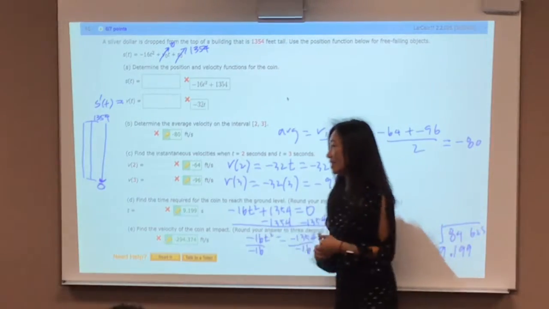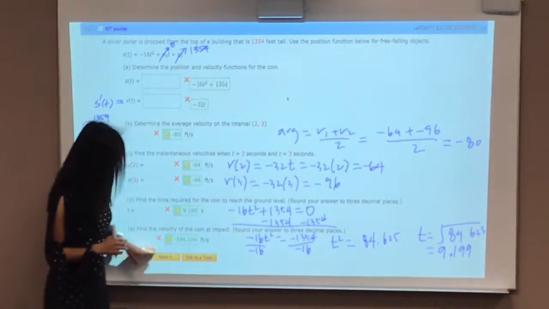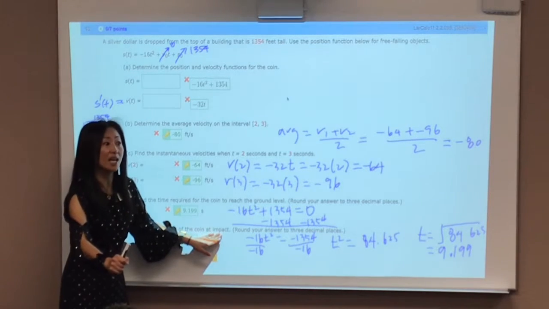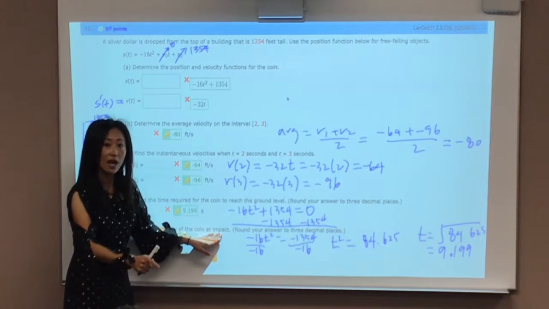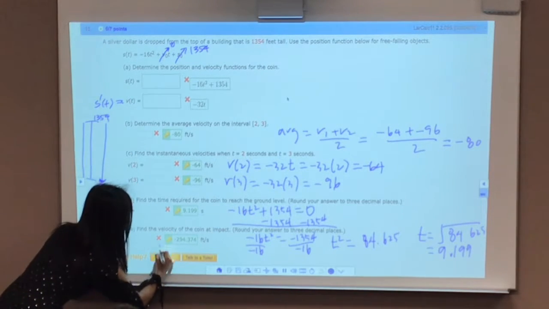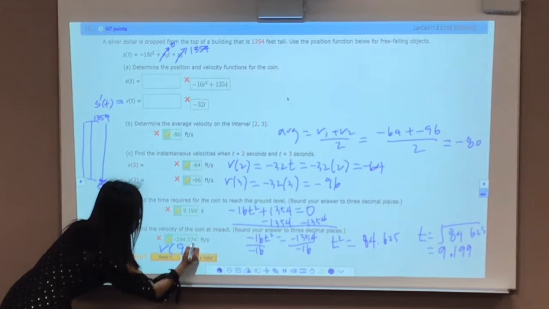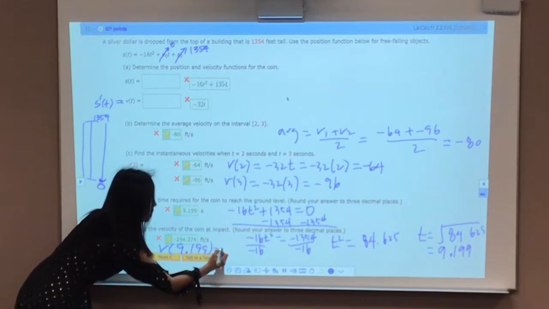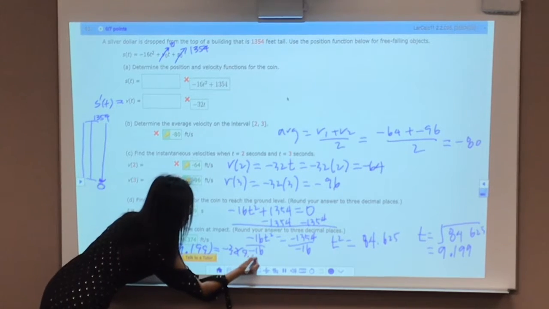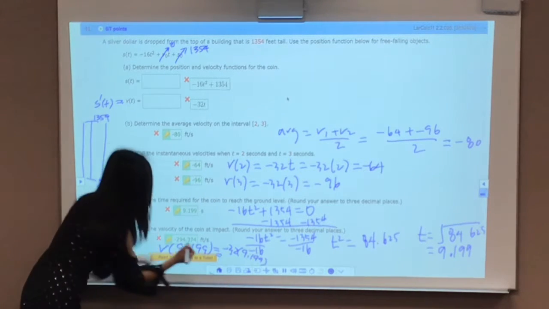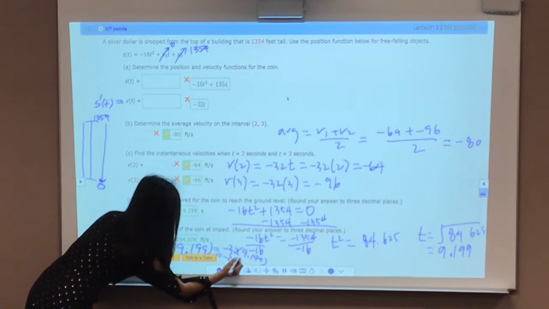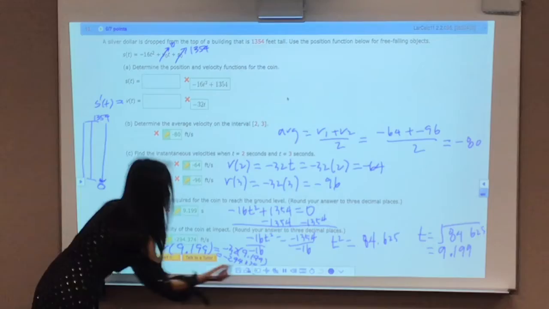And the last part is easy. It says find the velocity at impact, when it hit the ground. So how long did it take to come down? What's the time they require? 9.199. So what I do here is V of 9.199, which gives you negative 32 times 9.199. That's equal to which number? Negative 294.374. So that's it.